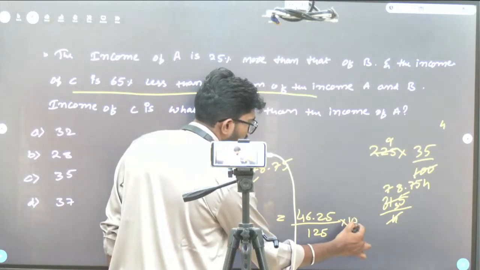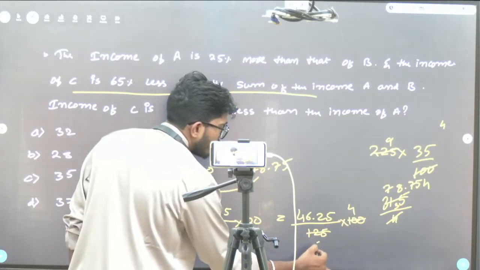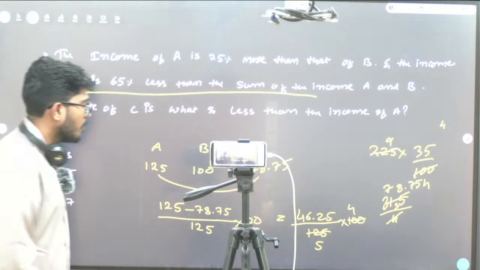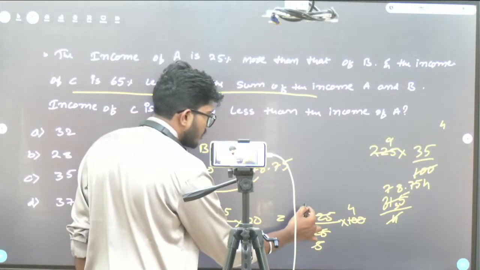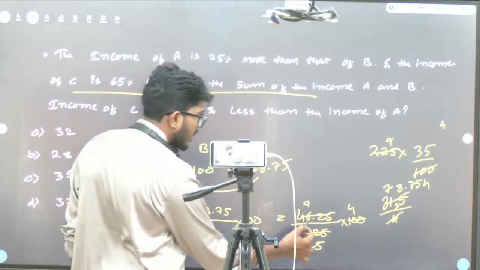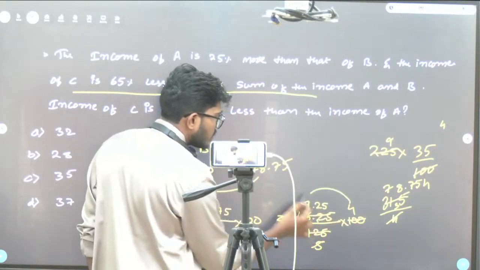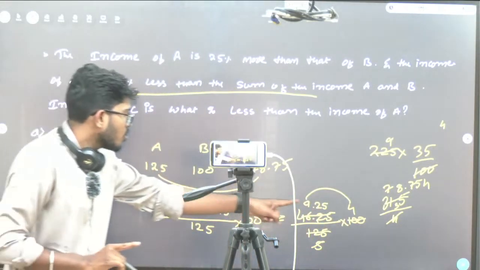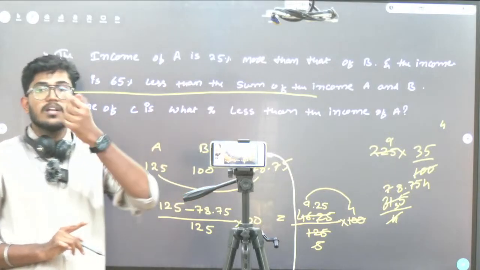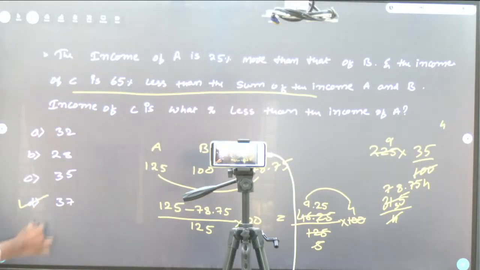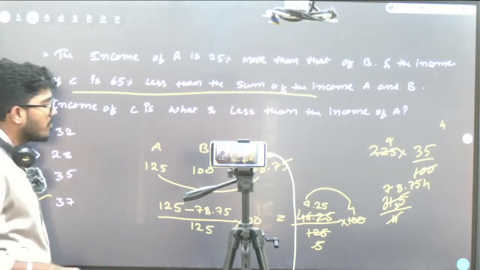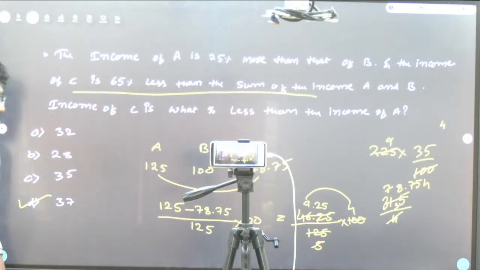Now cancellation, see, 25 4s are 100, 25 5s are correct. Now 5 1s are 5, 9s are 45, carry 1, 12 under 5, 2s are 10, 5. Now 9 4s are 36, 0.25 into 4 will be 1, so 36 plus 1 is 37. Right? When you multiply 9.25 into 4, you get 37%.